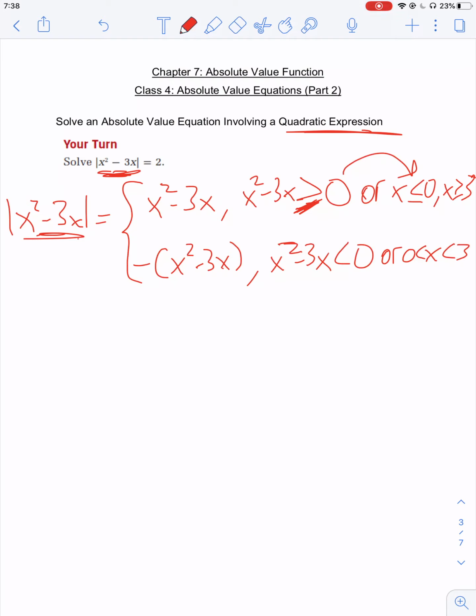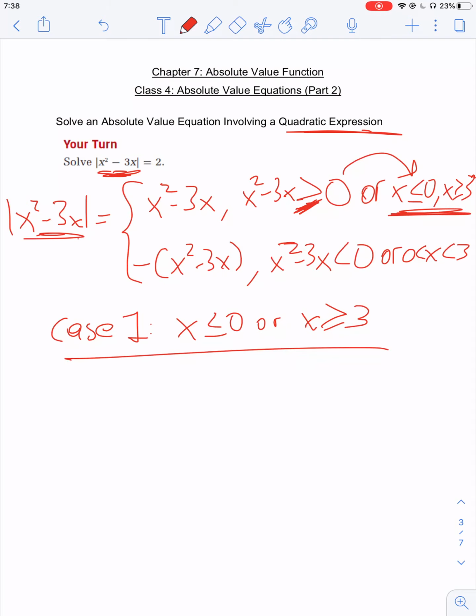Okay, so your first case, case 1, right, is when x is less than or equal to 0, or when x is greater than or equal to 3. So we're talking about this case. If that's the case, then the absolute value of x squared minus 3x equals 2 can be rewritten as this. Okay, so I'm going to drop my absolute value, and then you have this, right?